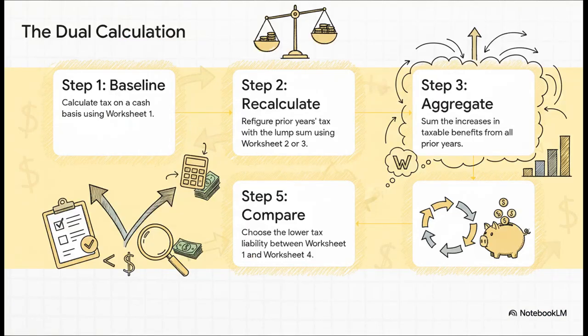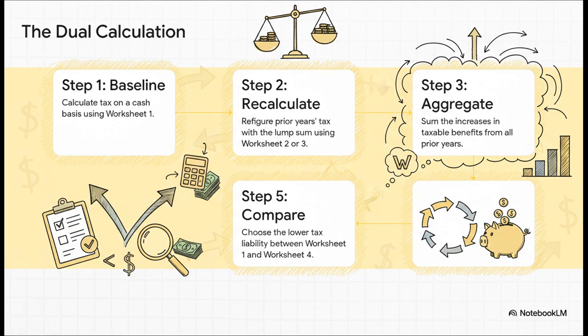Okay, this is really the heart of the whole forensic analysis. It's a 5-step process where you're essentially doing 2 calculations. First, you do it the normal way, the cash method. That's worksheet 1. You pretend all the money came in this year. Simple enough. Then you do the shadow calculation.